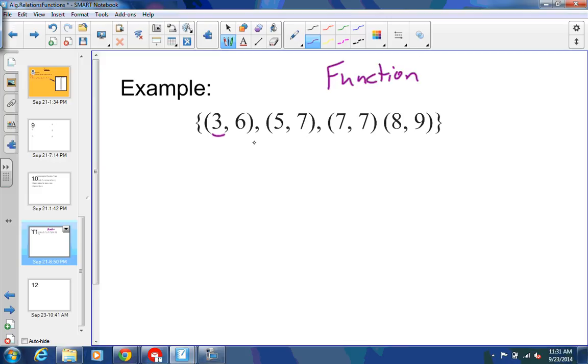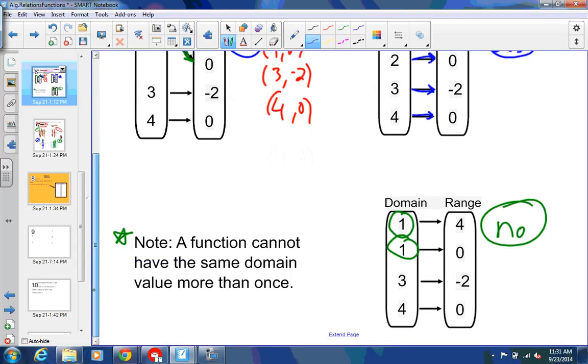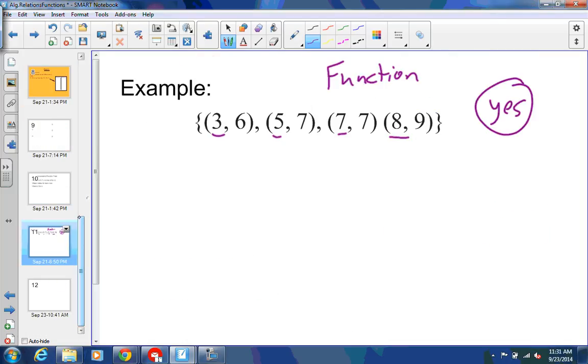And look, there's a 3, 5, 7, 8. So there's no repeating x values. So that's good. And it looks like we're good to go then. So that would be yes, it is a function just by looking at that. There's no repeating x values, which back here, if we look at the rule that we have on the bottom, note a function cannot have the same domain value, the same x value, more than once. In our example down here, it doesn't have it more than once, so then it would be a function.